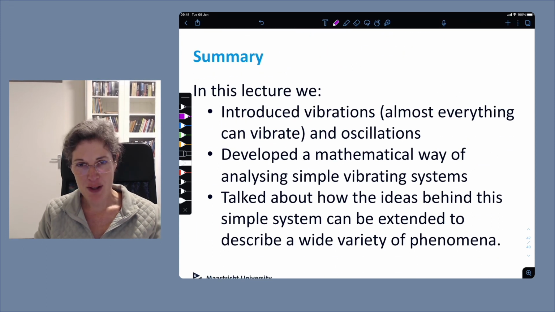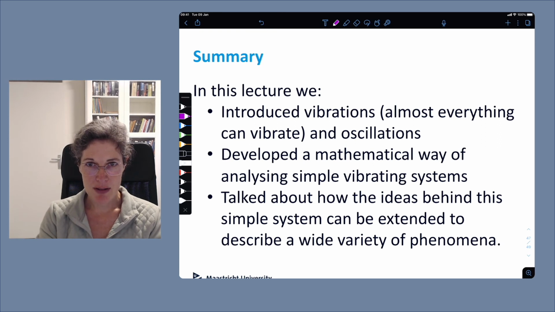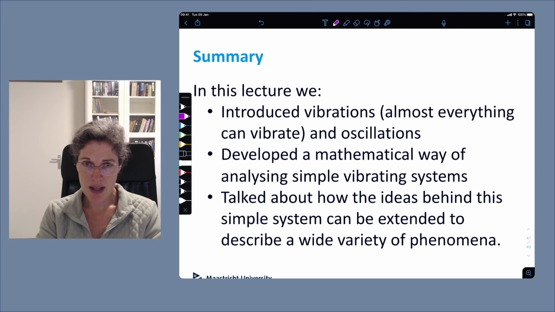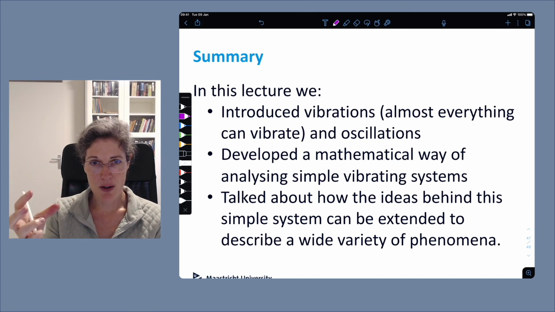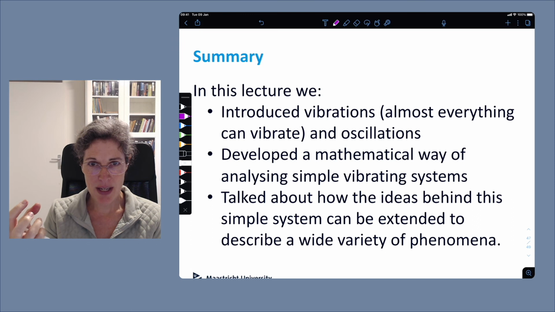So in summary, what have we done? Well, we talked about vibrations, because pretty much everything can vibrate, and we firmed that up into a definition of oscillations. And then we said, okay, let's take the simplest possible system we can and describe that mathematically. So we developed simple harmonic motion. And after we developed simple harmonic motion, we used that idea to talk about things like pendulums, and then extend that to things like helping buildings not sway.